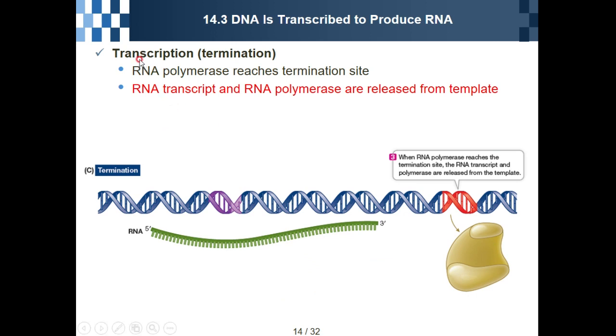So finally, the final stop is termination. RNA polymerase reaches the termination site. The termination site has some signal, for example, rho-dependent and rho-independent, but today I will not teach it directly. But they have some signal, telling it to stop here. After that, the RNA transcript and RNA polymerase are released from the template. So this is the transcription termination. In the termination site there is some signal, but today I will not teach you in detail. Very simple, isn't it? So this is transcription.